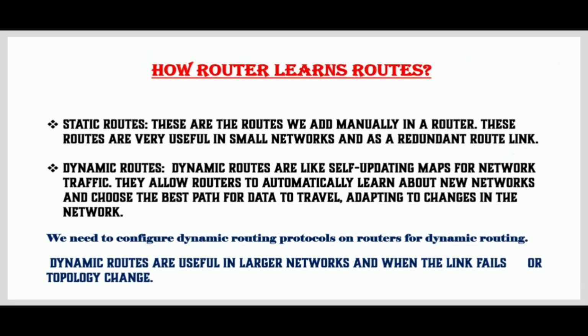How does a router learn routes? Static routes are the routes we add manually in a router. These routes are very useful in small networks and as a redundant route link. Dynamic routes are like self-updating maps for network traffic. They allow routers to automatically learn about new networks and choose the best path for data to travel, adapting to changes in the network. We need to configure dynamic routing protocols on routers for dynamic routing. Dynamic routes are useful in larger networks and when a link fails or the topology changes.